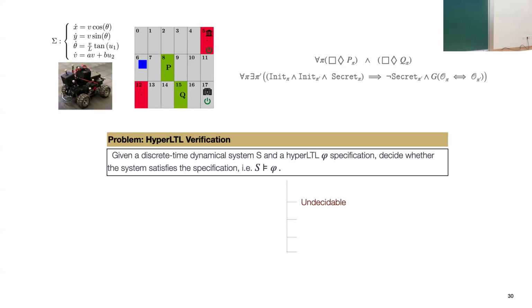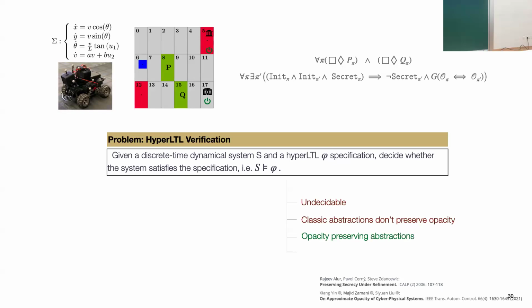It's already undecidable, as we have talked about. Interestingly enough, this work by Pavel Cherny, Rachel Balur, and Steve shows that classical abstractions for cyber-physical systems don't preserve opacity. My colleague Majid Zamani and collaborators have been looking into opacity-preserving abstractions. So you have a cyber-physical system, you would abstract that into a finite state system in such a way that you would preserve some of the opacity properties, and then you would use finite state HyperLTL model checkers and so on to verify properties that you could transfer back. I would not go into that. Here is a link to a beautiful set of work. One of the problems with that work is that we have the state space explosion problem.